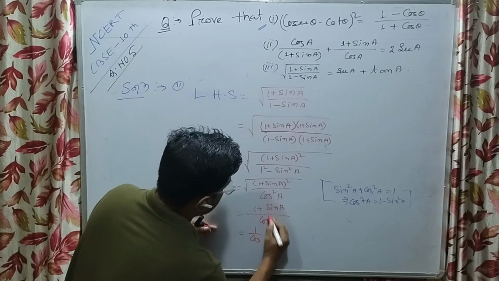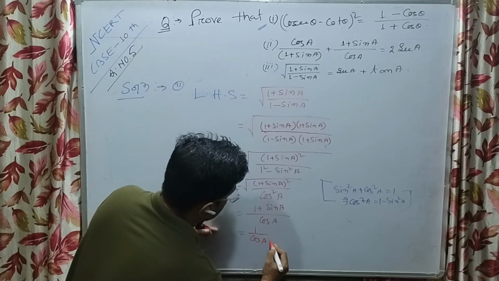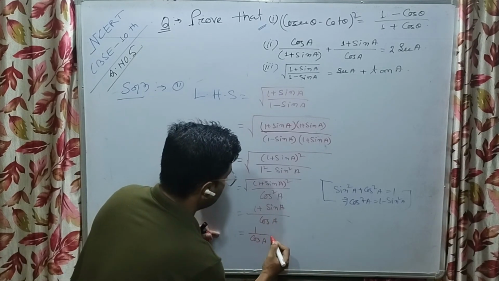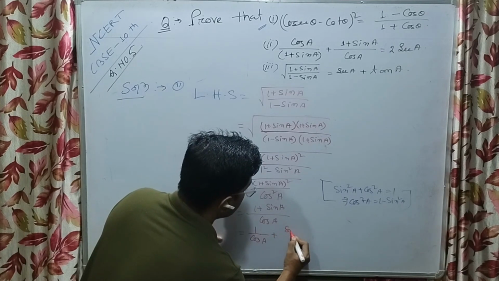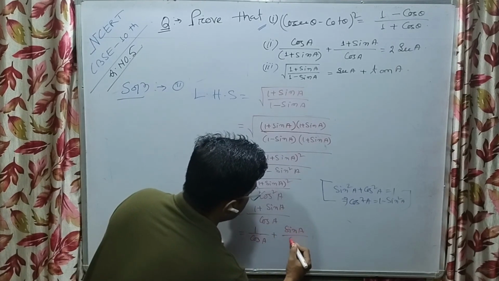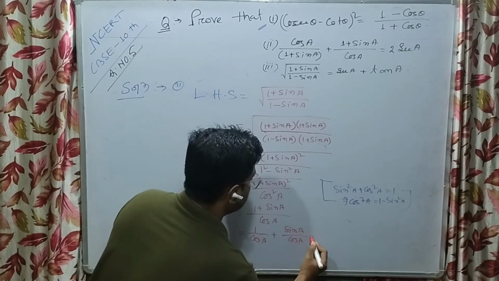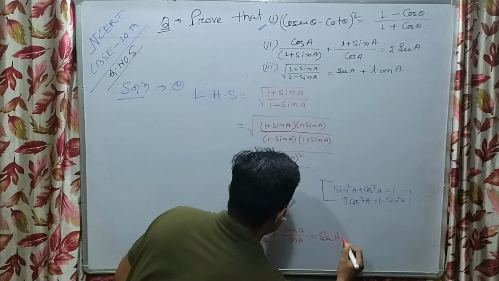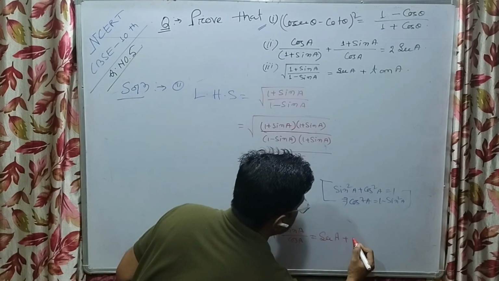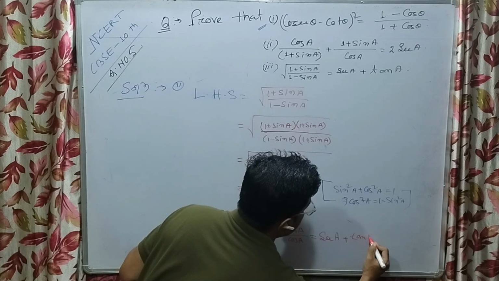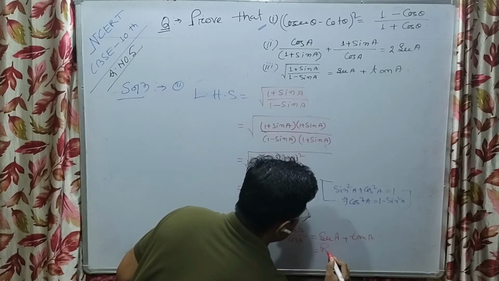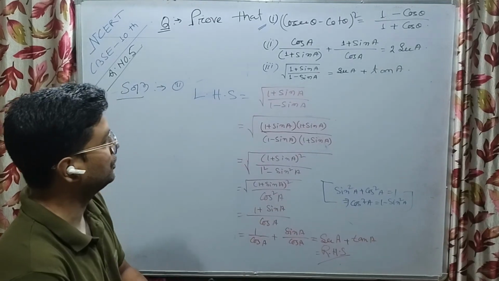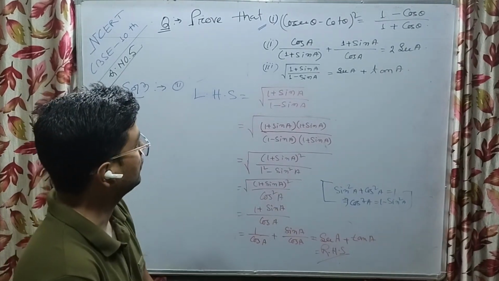Now this can be written by dividing 1 plus sin A by cos A separately: 1 by cos A plus sin A by cos A. 1 by cos A is equal to sec A, plus sin A by cos A is equal to tan A. This is the proof of the third trigonometric problem.